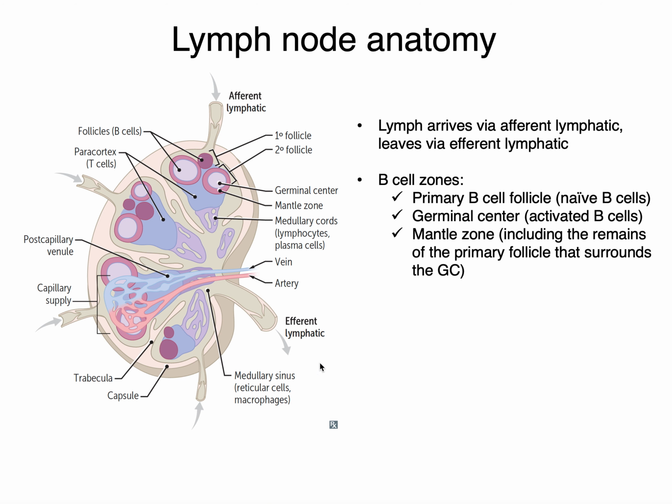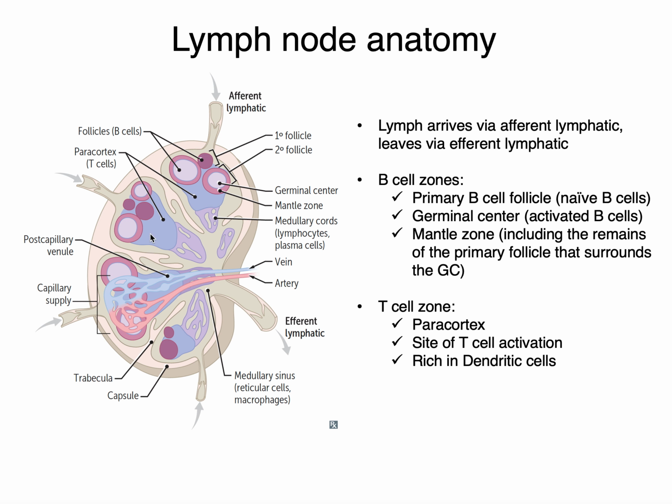Within the lymph node, you will find B cell zones. These B cell zones are located in the cortex of the lymph node. This includes primary B cell follicles that contain naive B cells, such as this B cell follicle. But also can include activated B cell zones, which are called germinal centers. And so these two gray areas would be considered germinal centers. And these germinal centers are surrounded by a mantle zone, which includes the remains of this primary B cell follicle.